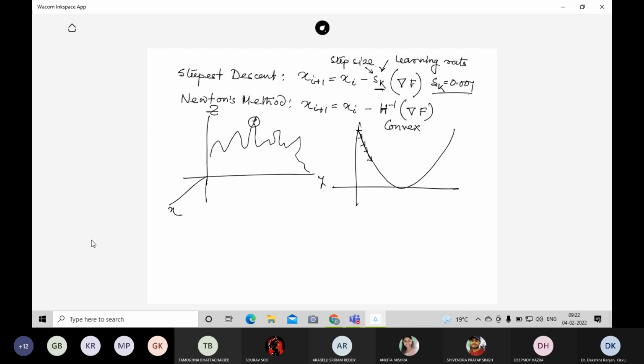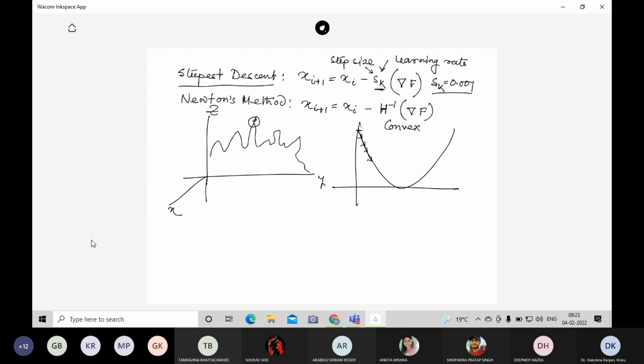For the first order derivative, we get this steepest descent minimization function. For the other function, Newton's method, we get this Hessian matrix for the second order derivative. If we use the second order derivative, then we get this inverse of the Hessian, and this inverse of the Hessian is multiplied with the gradient of function f.